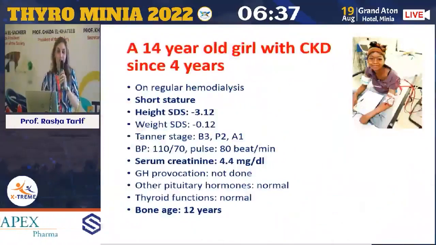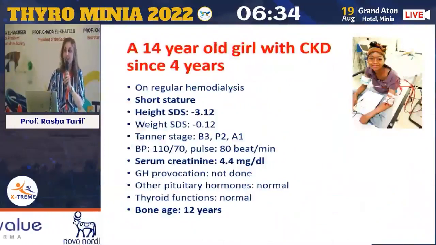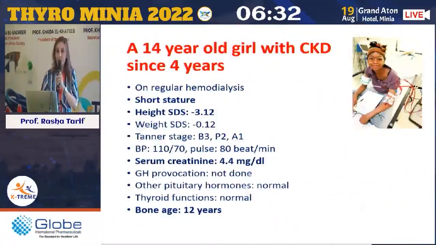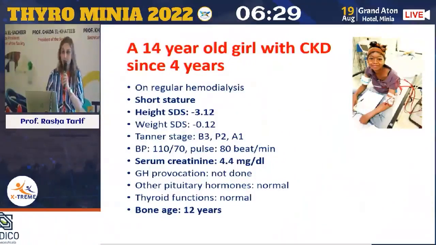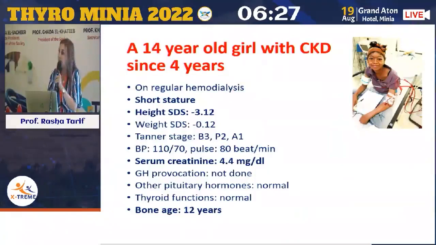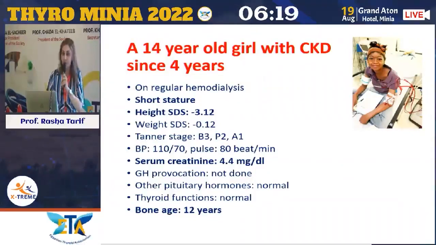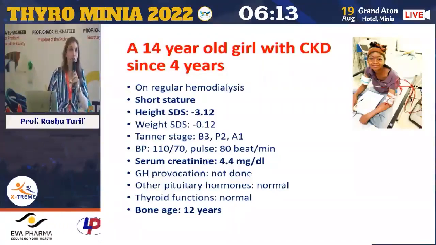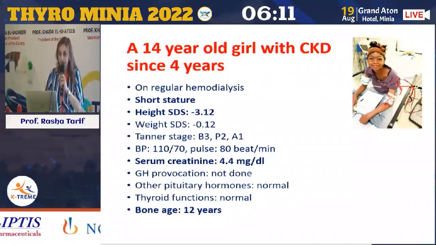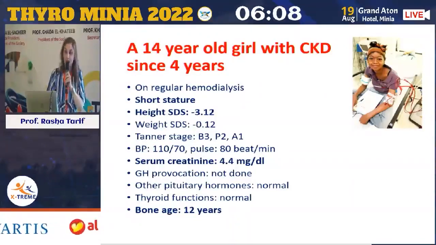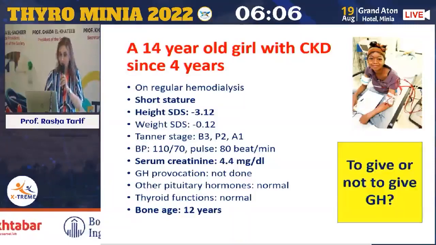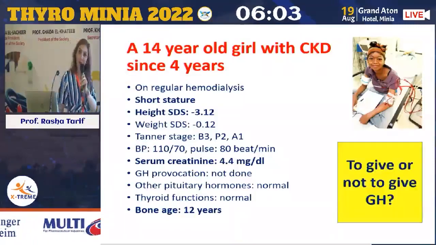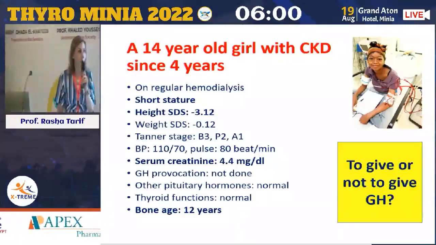This is a 14-year-old girl with chronic kidney disease, diagnosed since 4 years. She is on regular hemodialysis. I was consulted because she is very short, minus 3.12 standard deviation. She is in Tanner stage 3, serum creatinine 4.4, growth hormone stimulation is not done. We do not need to do it in chronic kidney disease. Thyroid function is normal. Look at the bone age, 12 years. Now, help me with this. To give or not to give growth hormone? The girl is short, Tanner stage 3.